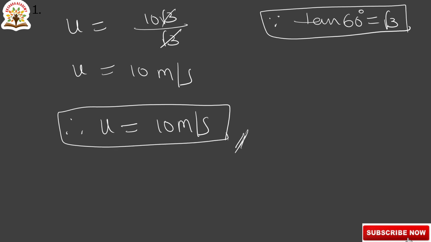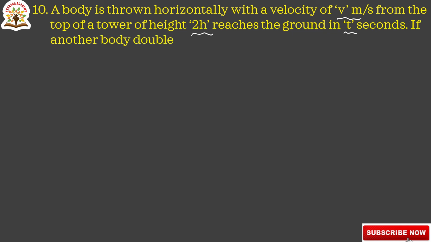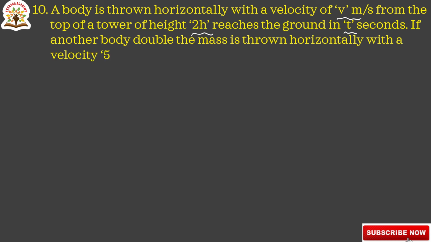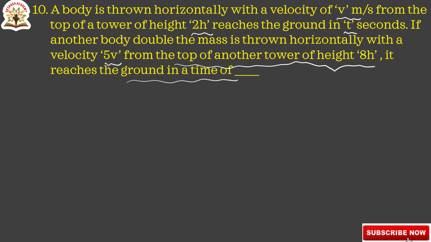Okay. Next, we will go to the next question, the 10th one. A body is thrown horizontally with a velocity of v meters per second from the top of a tower of height 2h and reaches the ground in t seconds. If another body of double the mass is thrown horizontally with a velocity of 5v from the top of another tower of height 8h, it reaches the ground in a time of. Let us go to the solution.